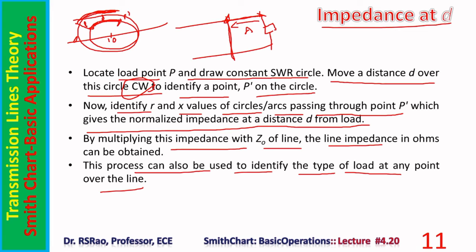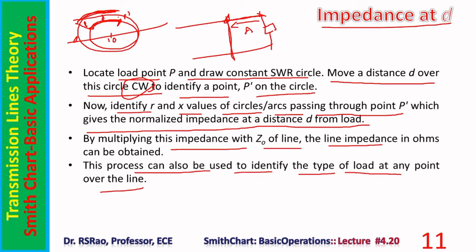Now through this point P prime, one can notice a circle and also an arc passing. If no circle is passing exactly through P prime, you identify the nearest circle to P prime. That circle is associated with a certain number, which is actually the normalized resistance. The arc is also associated with a number, the normalized reactance. Normalized resistance plus j normalized reactance gives the normalized impedance.